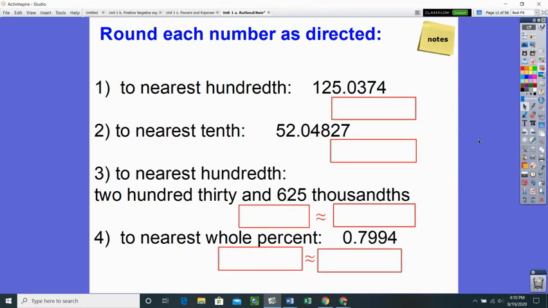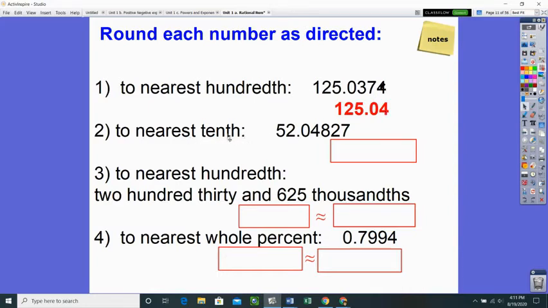Now you're not even going to pay attention over here to that 4. So just don't even look at him. And then take that 7 and say, will that bump the 3 up or not? Since it's 5 or greater, you are going to bump up the 3 and make it 125.04. So notice we're at the hundreds place.